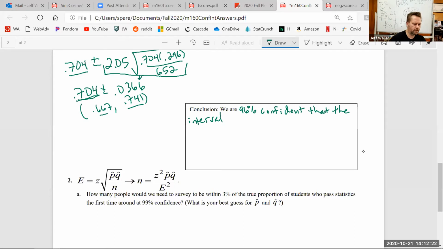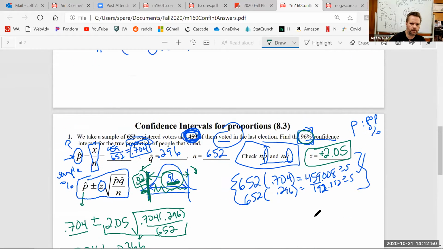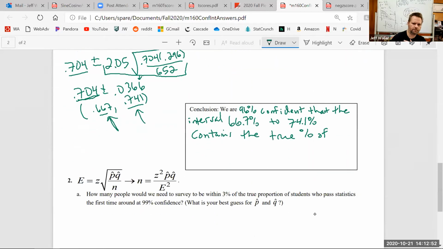Now here's where things get interesting. I'm curious what you guys put down here, but you always have to have units. And the units for this is percentage. So change these into percentages. That the interval 66.7% to 74.1% contains the true percent of people that voted in the last election.